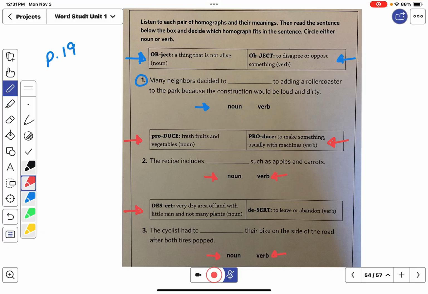After you have completed these, circling noun or verb for each sentence, take a picture of this page and upload it to the assignment on Empower, and you will be complete.